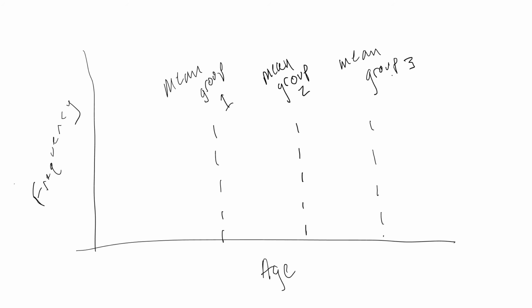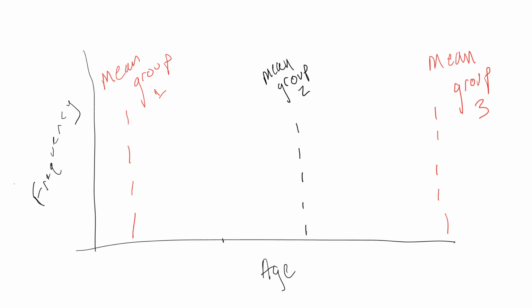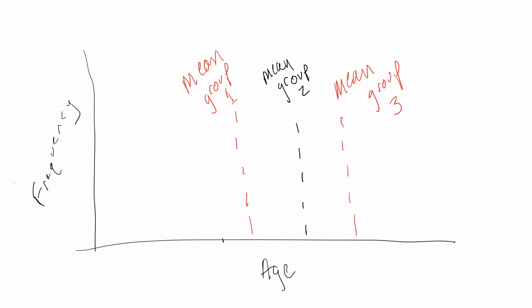This figure shows the means of our three distributions. The more spread or variation there is between the means, the more confident we are in rejecting the null hypothesis and saying there are real differences between the means and the underlying population. The less spread there is between the means, the less confident we are in rejecting the null hypothesis.